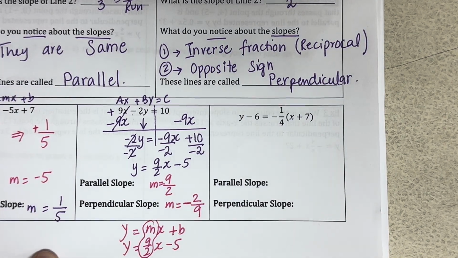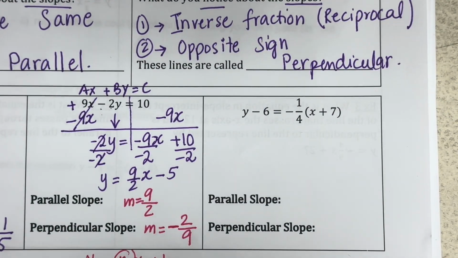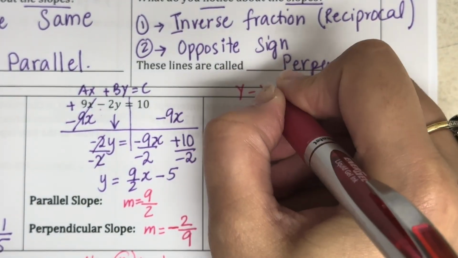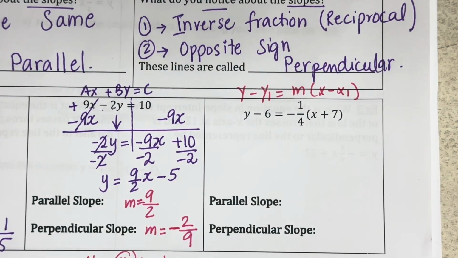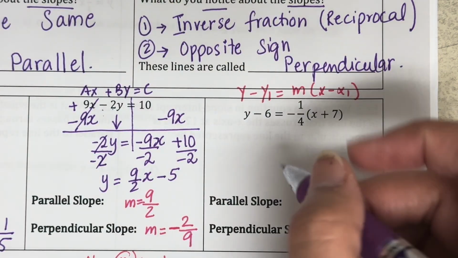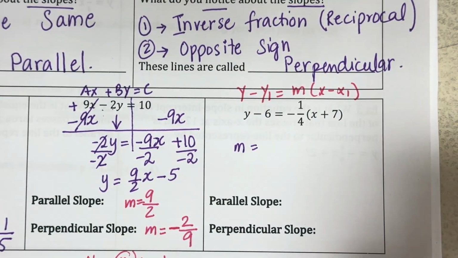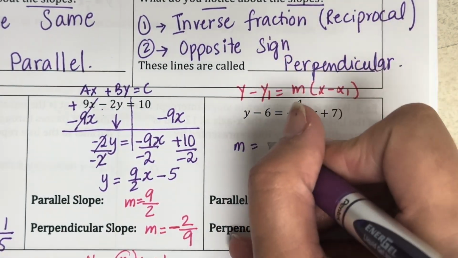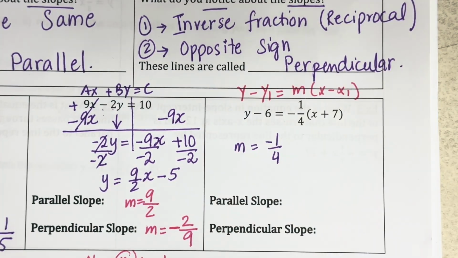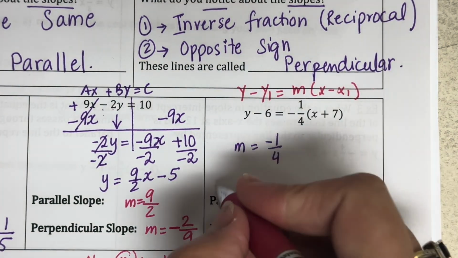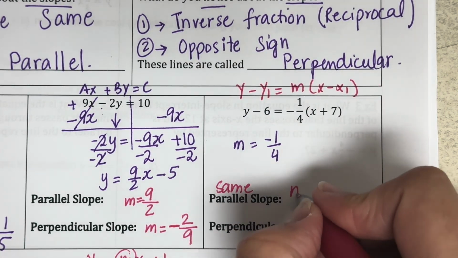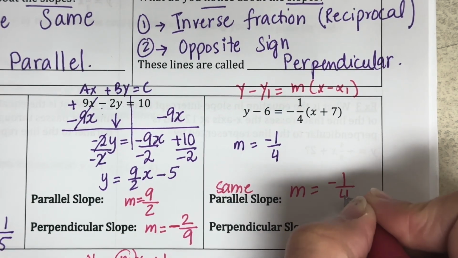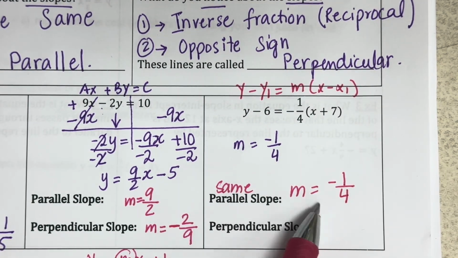Third one is written as point slope form. y minus y1 equals m times x minus x1. I just need the slopes, so I don't have to do anything extra over there. Slope is m, which is negative 1/4. Parallel line has the same slope, so m equals negative 1/4 because it says same slope.